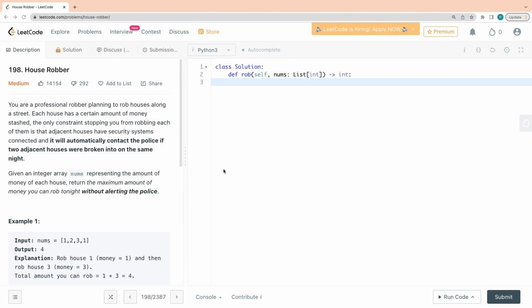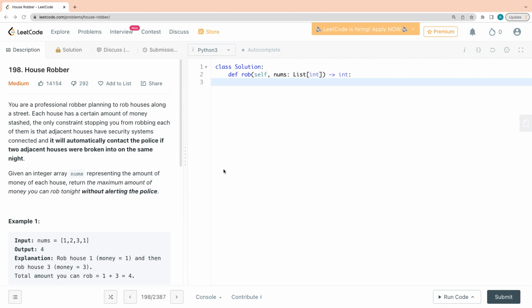Today we are going to solve another problem from LeetCode, and basically this problem is also very similar to the staircase problem, and we are going to use the same template so that it will not confuse you in terms of building your concepts. So let's quickly jump to the description of it.